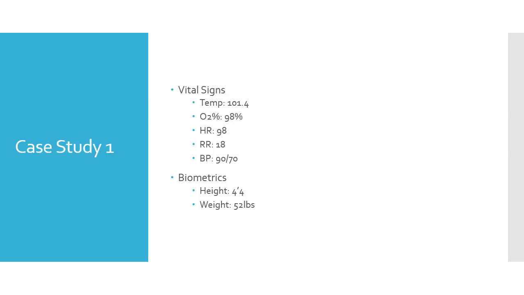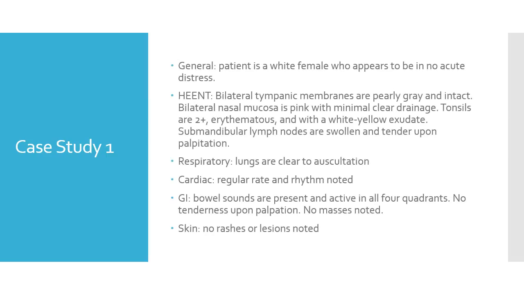Her vital signs: temp 101.4, O2 98%, heart rate 98, respiratory rate 18, blood pressure 90/17. She is 4 foot 4 inches and 52 pounds, which is an ideal weight for her. Okay, so she's a white female who appears to be in no acute distress. Her tympanic membranes are pearly gray and intact.